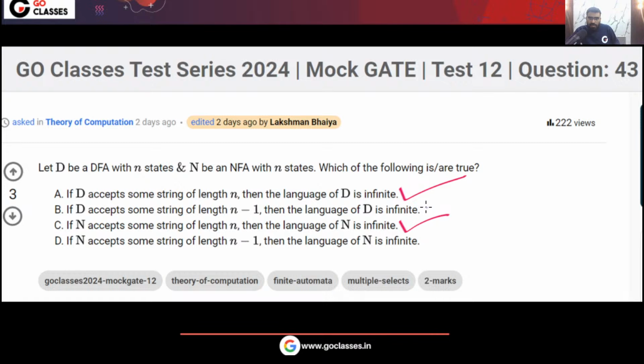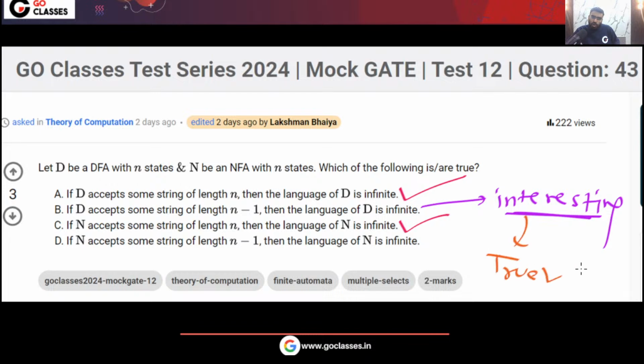This option B is actually interesting. So in the GATE exam, someday they can ask you this question, because option B is interesting and this is true also. Option B is true also. Only option D is false. All the remaining options are true. Definitely someday a similar type of question will come in the GATE exam.